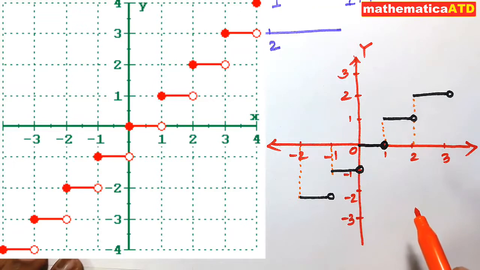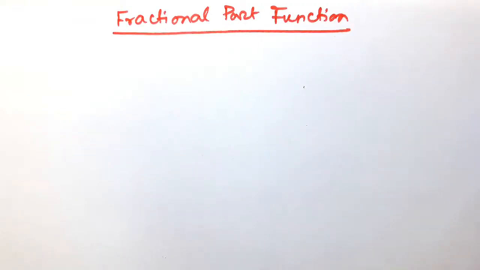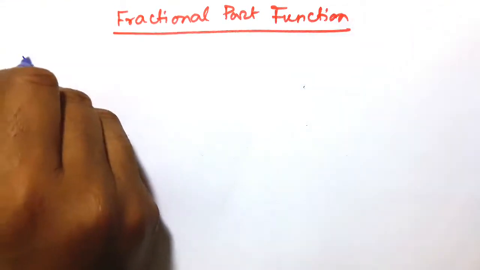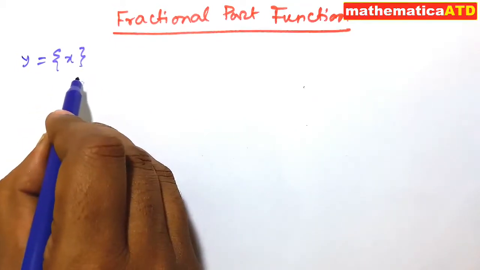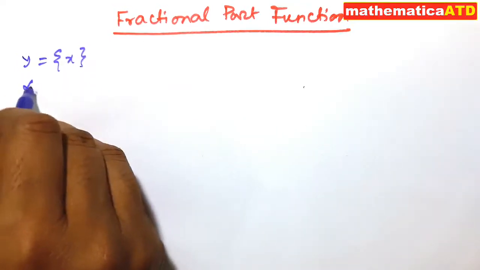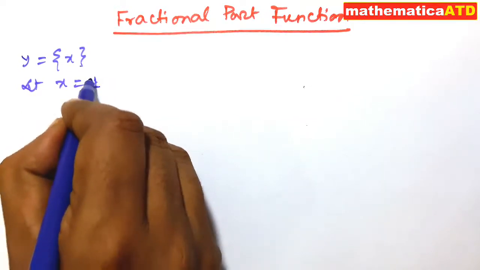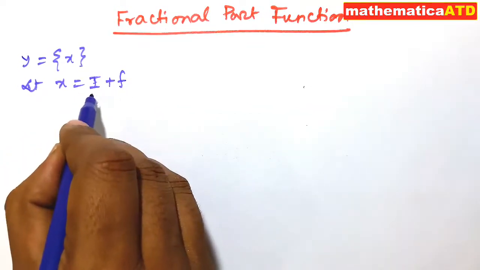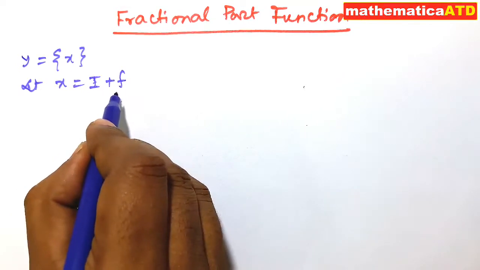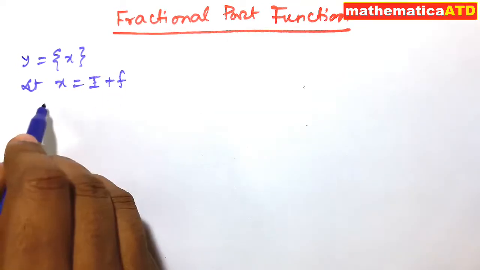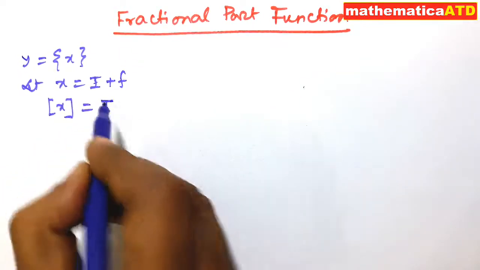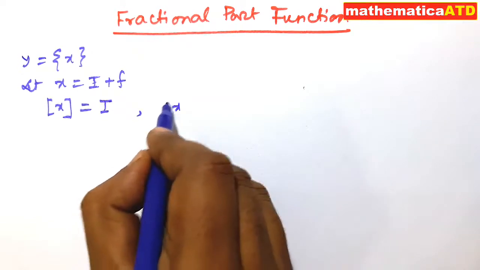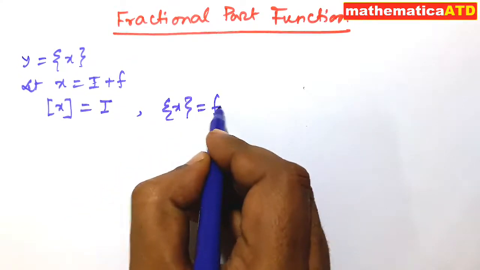Next we shall study the fractional part function. Let y is equal to curly bracket x. It indicates the fractional part of x. Let x is equal to I plus f, where I is the integral part and f is the fractional part. So the greatest integer part of x is equal to I, and the fractional part of x is only f.